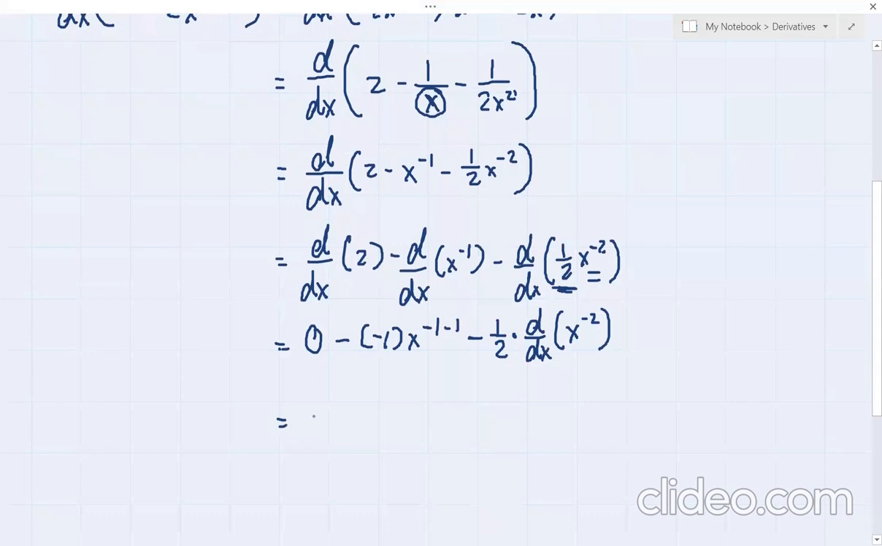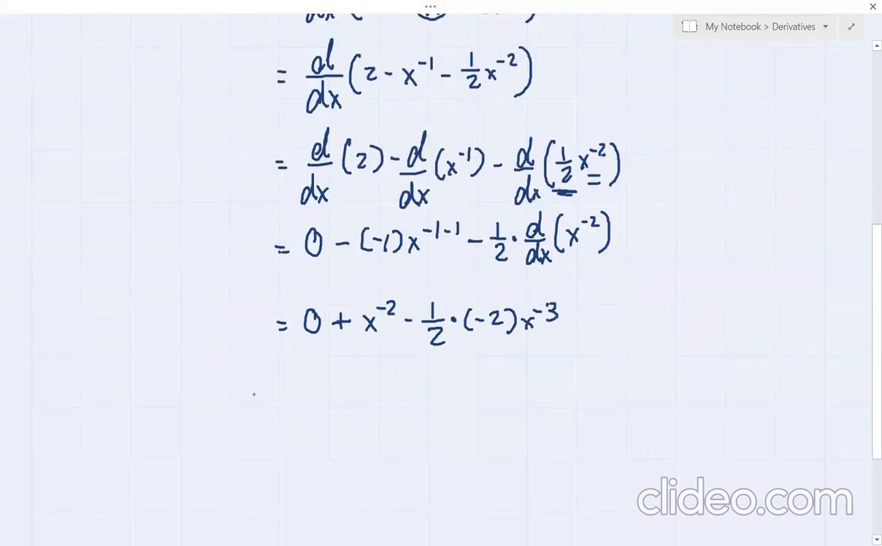Ayan. So now, let's simplify. So negative times negative 1 times x raised to negative 2. So magiging plus x raised to negative 2 na siya. Okay? Then minus 1/2 times the derivative ng x raised to negative 2. So we will use power rule of differentiation. So we have negative 2 times x raised to negative 2 minus 1, which is magiging negative 3 na to.